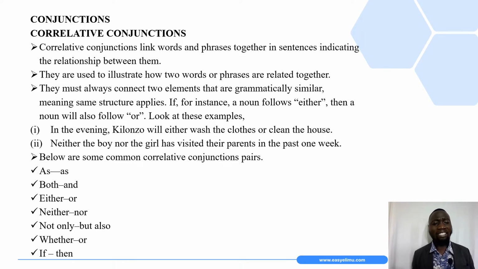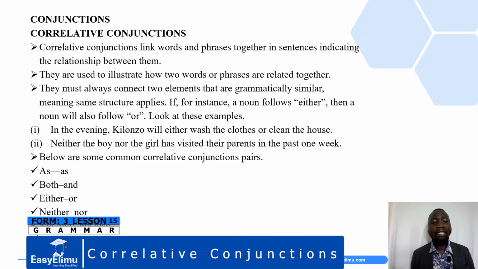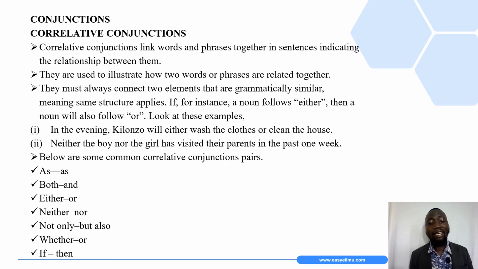So in the first example, or the first sentence, we have, in the evening, Kilonzo will either wash the clothes or clean the house. Then looking at the second example, we have, neither the boy nor the girl has visited their parents in the past 1 week.